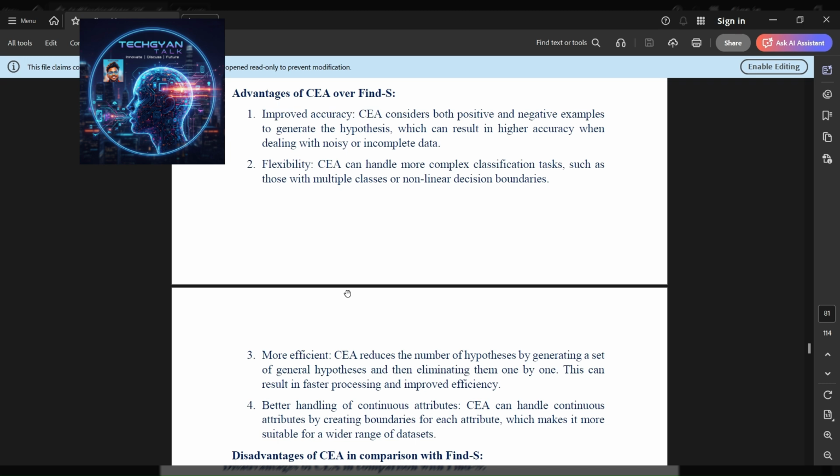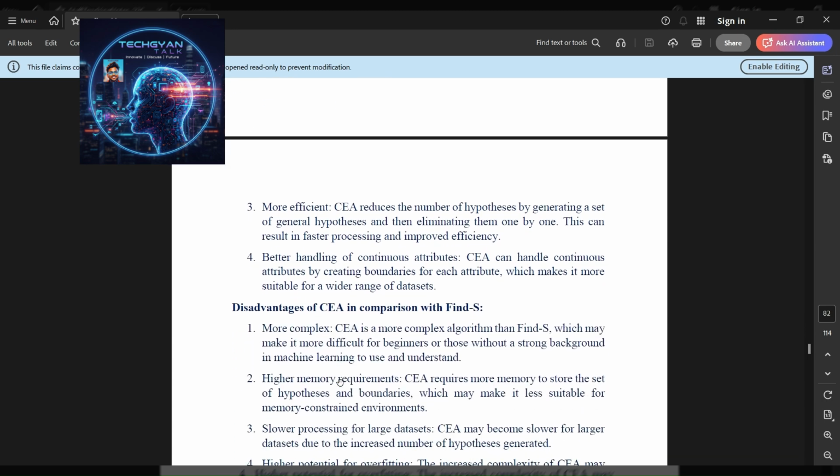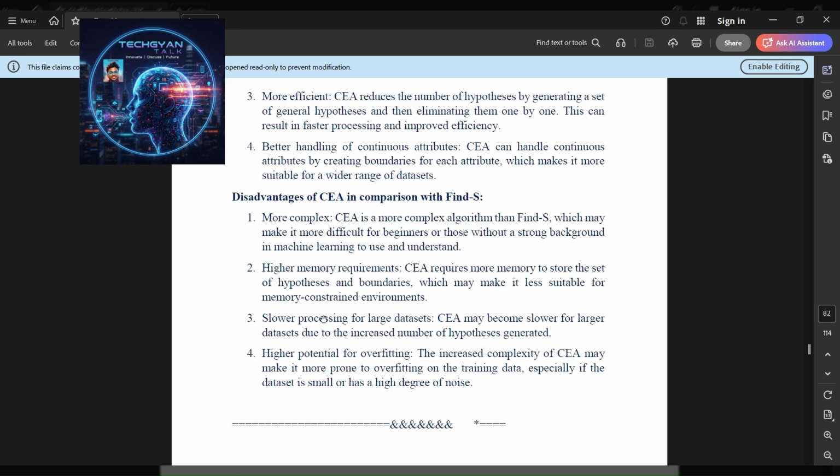Flexibility: CEA can handle more complex classification tasks, such as those with multiple classes or non-linear decision boundaries. More efficient: CEA reduces the number of hypotheses by generating a set of general hypotheses and then eliminating them one by one, which can result in faster processing. Better handling of continuous attributes: CEA can handle continuous attributes by creating boundaries for each attribute, which makes it suitable for a wider range of datasets.